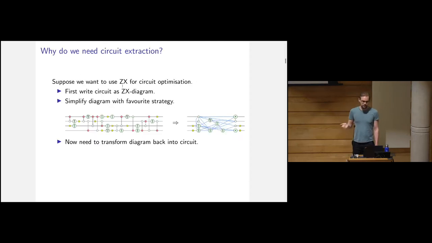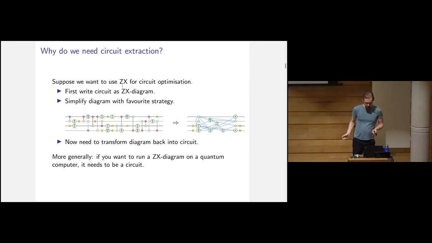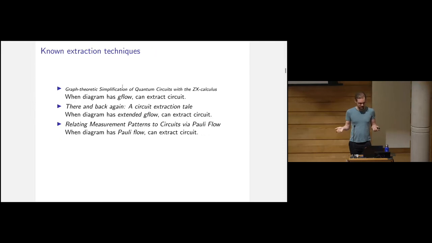Okay, so first, why do we actually care about circuit extraction? Suppose we want to use ZX diagrams for circuit optimization. A thing we could do is first write our circuit as a ZX diagram. This is really straightforward. Then we can simplify the diagram using whatever strategy you want, and you get out some ZX diagram. But generally, this ZX diagram won't look like a circuit. So you need to translate it back into an equivalent circuit in order to do something with it, because a circuit is something you can actually run on a quantum computer. So if you want to run a ZX diagram on a quantum computer, it needs to be a circuit. There's an asterisk there, and I'll come back to that later. But yes, this is why we want to do circuit extraction.